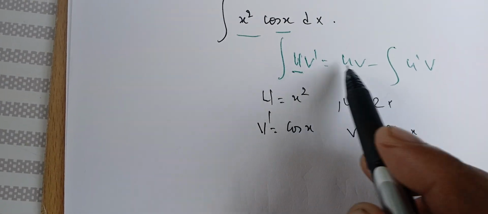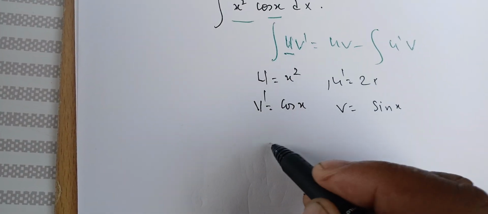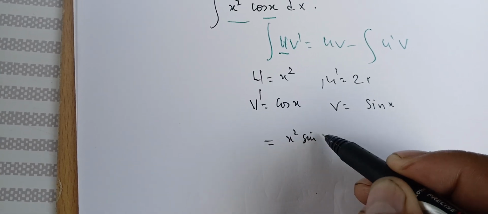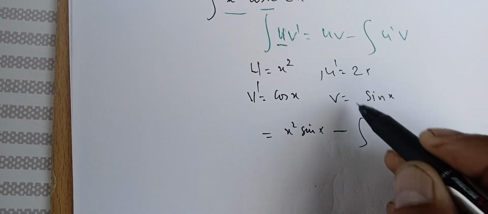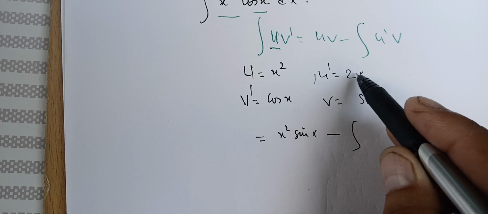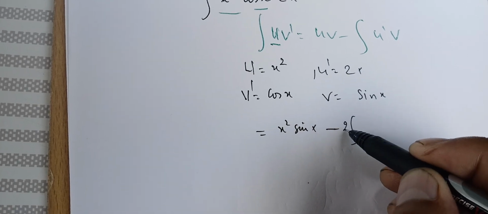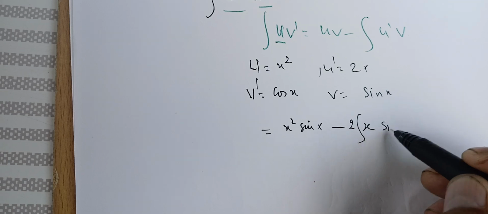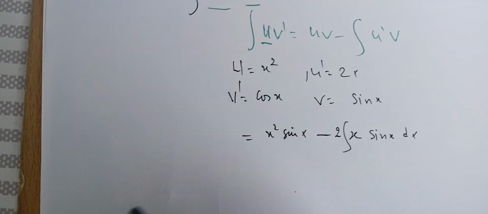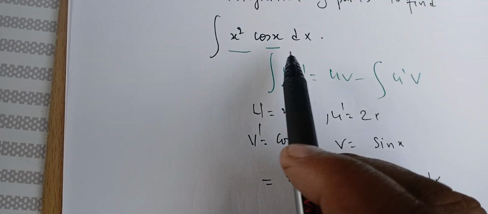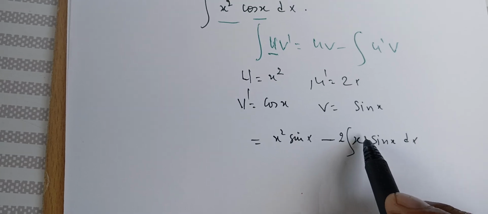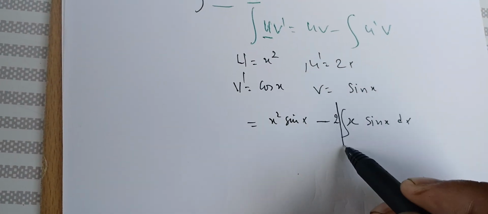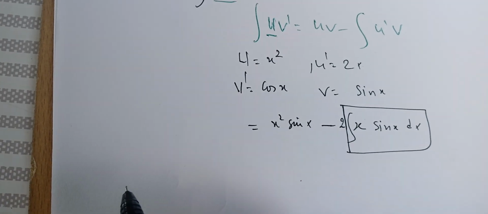And therefore, if we evaluate here, we see that we're going to have uv, that means x squared sine x, minus u prime, which is 2x. I'll take 2 outside. It's going to be 2x times v, and v is sine x. Okay? I get into a similar looking problem, but with one less degree. Now, I'm going to do the same thing here for this integral.